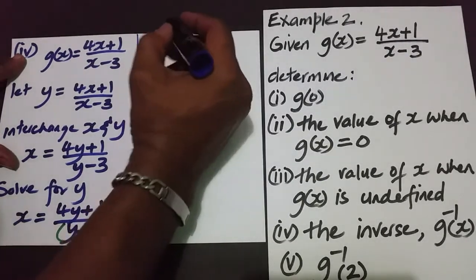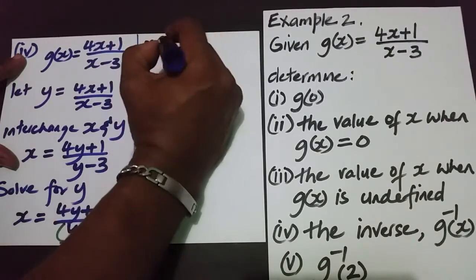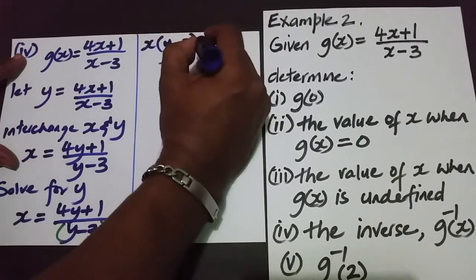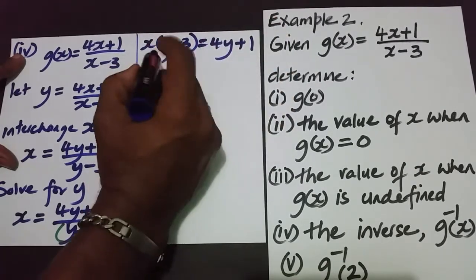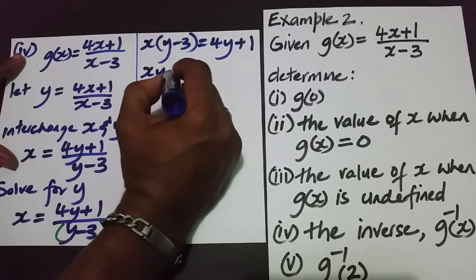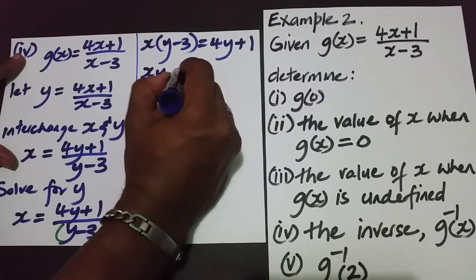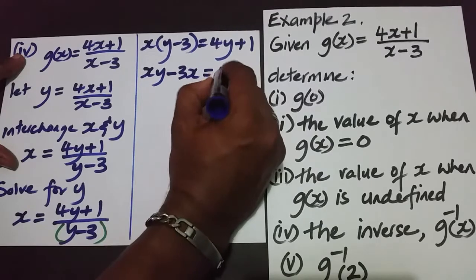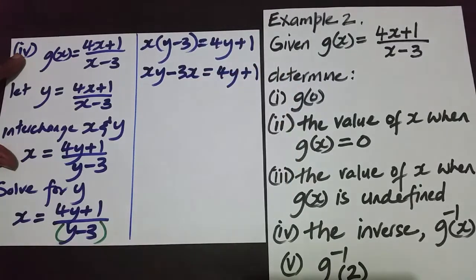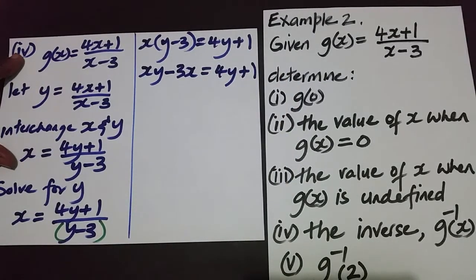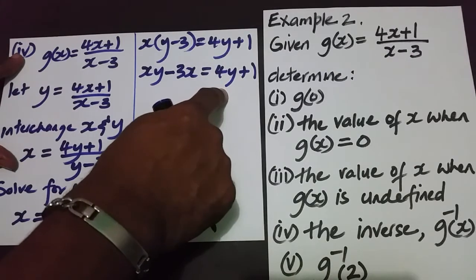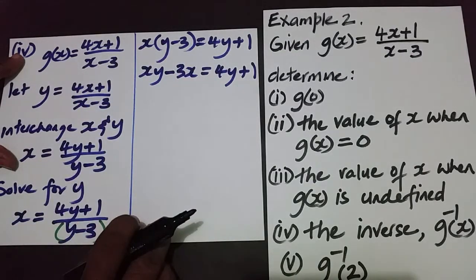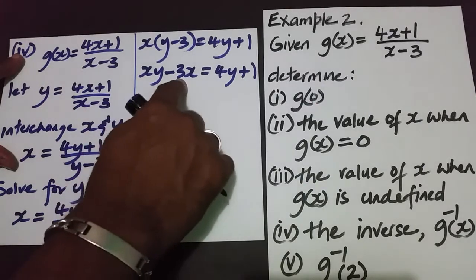So what we're going to have here is x times y minus 3, which is equal to 4y plus 1. So we're going to expand there. x times y is xy, and x times negative 3 is negative 3x. And we're just going to put back the right hand side. Now, we're going to put all the terms with y's on one side. I already have xy as a term with y on this side. So I'm simply going to move the positive 4y, carry it over on that side. It's going to become negative 4y. And then move the minus 3x and carry it over.